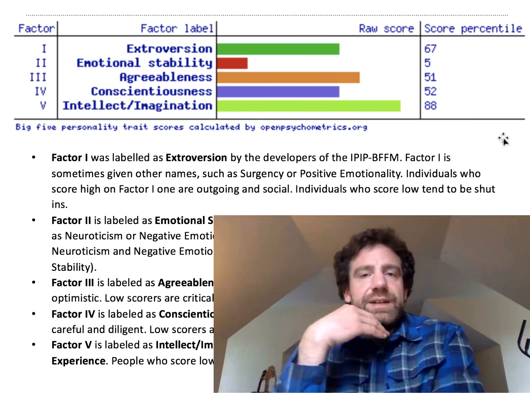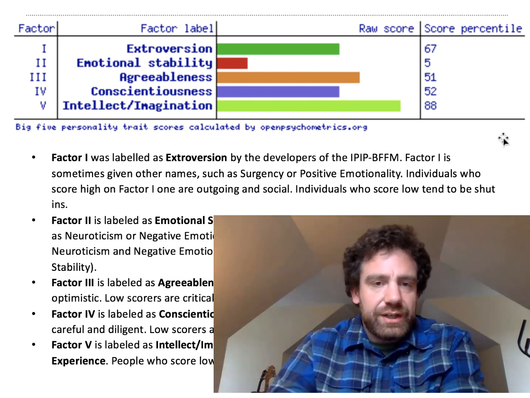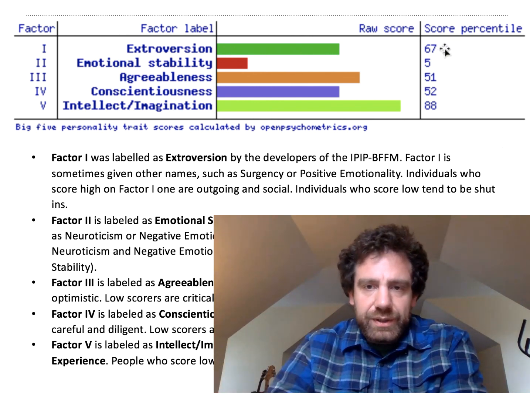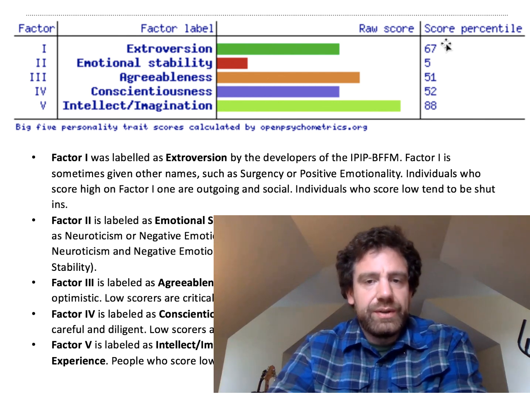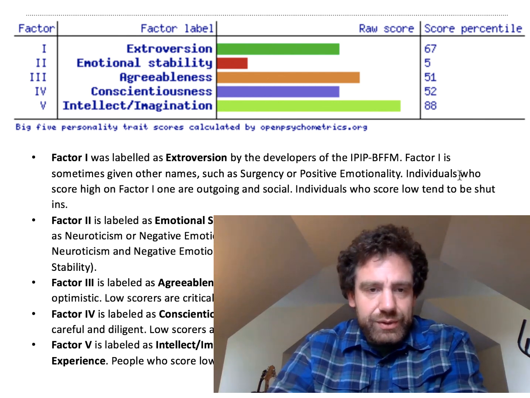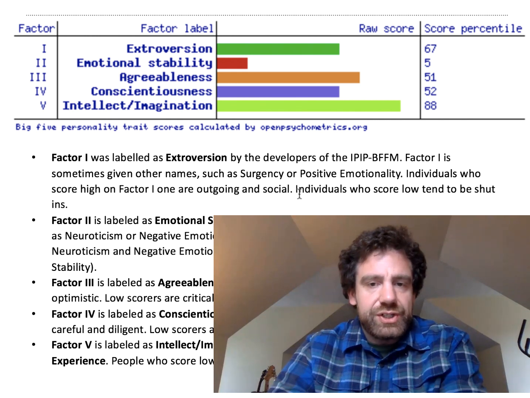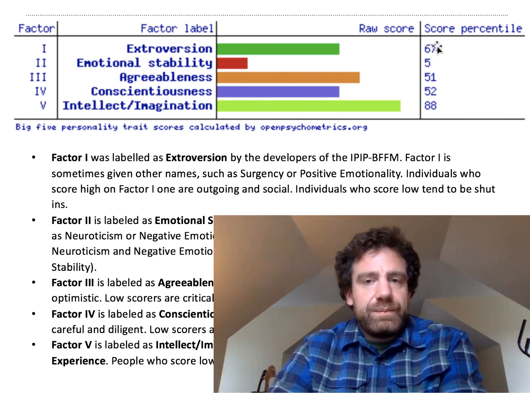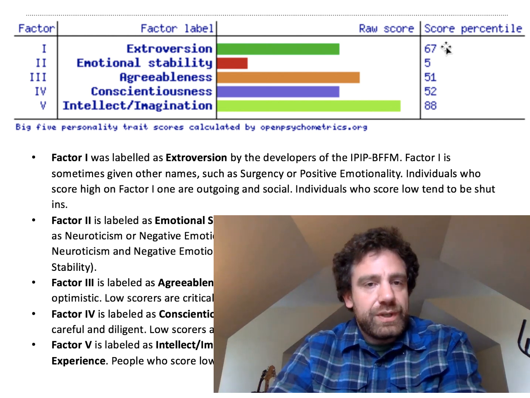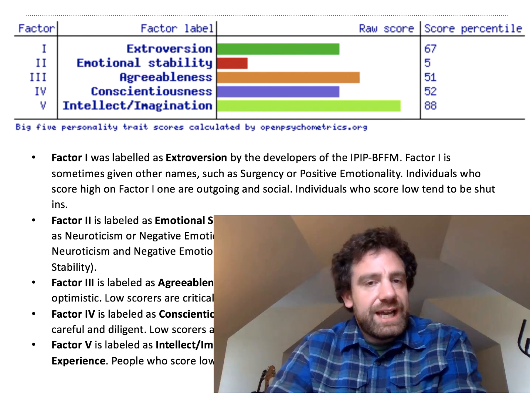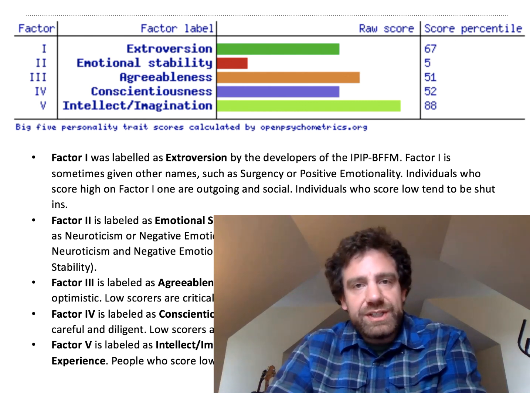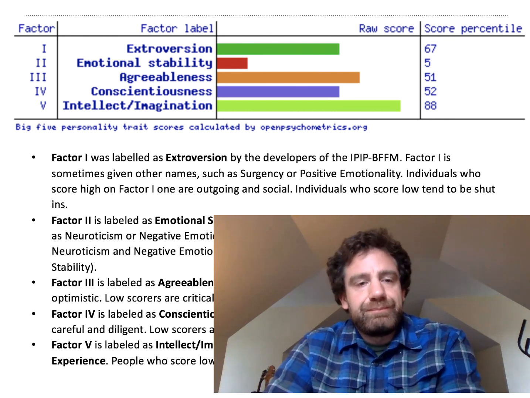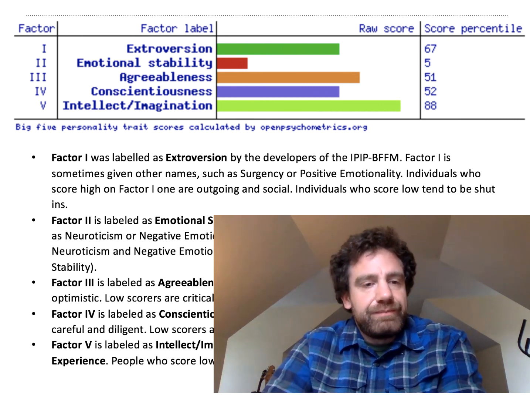Now, is it possible that I, having taken the test, now looking at this and saying, oh, look, extroversion, I'm a little bit above average here. Oh, I didn't know that. Individuals who score high on extroversion are outgoing and social. Individuals who score low tend to be shut-ins. So I've been told by the test that I am in the 67th percentile, so I'm more extroverted than most people. Is this actually telling me something that I didn't know about myself? I mean, I didn't know I was in that percentile. But how is the test getting these results?